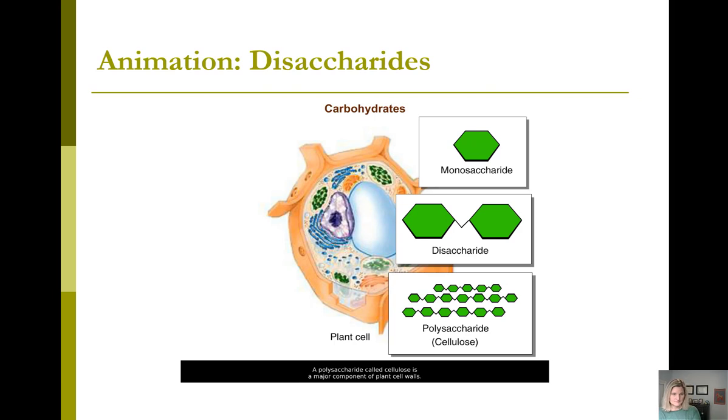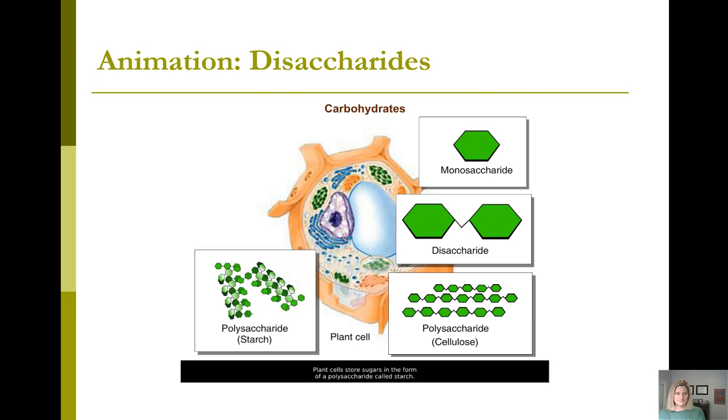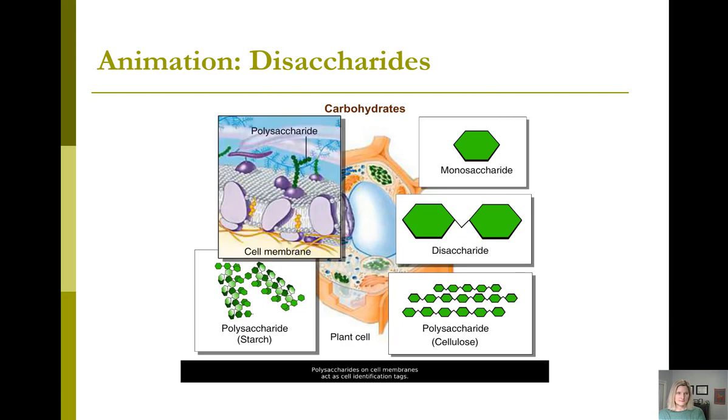A polysaccharide, called cellulose, is a major component of plant cell walls. Plant cells store sugars in the form of a polysaccharide called starch. Animals store a polysaccharide called glycogen. Polysaccharides on cell membranes act as cell identification tags.